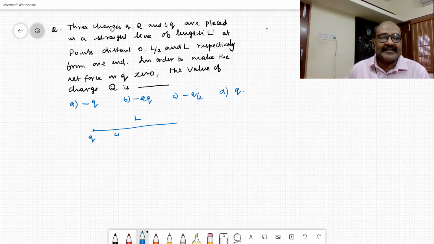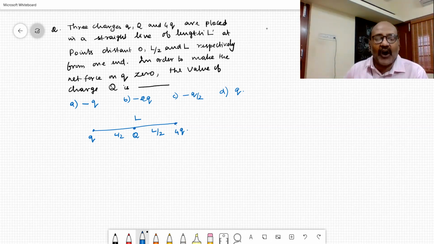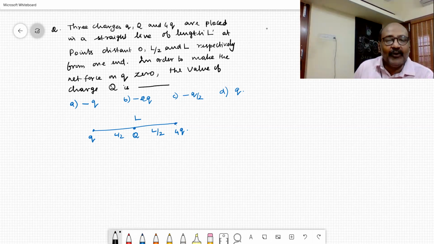Then at a distance of L by 2 I am having a charge considered to be capital Q, and at another L by 2, that is at the other end, I am having a charge taken to be 4q. In order to make the net force on small q to be 0, the value of the charge Q is. So I have to calculate what is the force on q due to this capital Q.